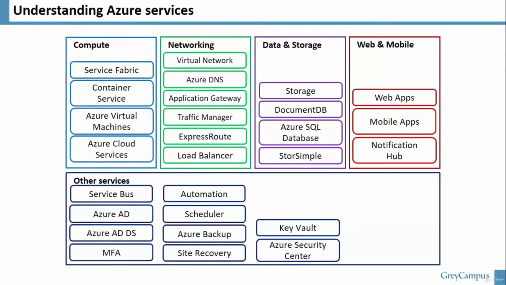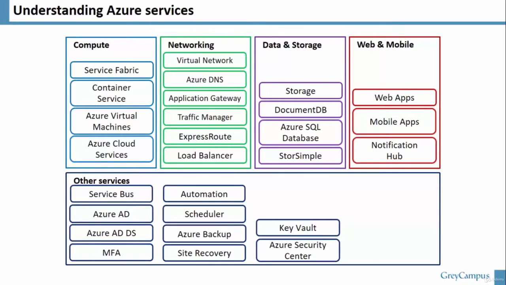Next, we move on to web and mobile. Again, on this particular slide, you see only 3 services: web apps, mobile applications, notification hub. But if you go and explore the Azure portal, you will see multiple services like web application, mobile application, API app, logic app, Azure App Service Environment, Azure App Service Plan, etc. So web application, mobile application, API app and logic app come under the app service.